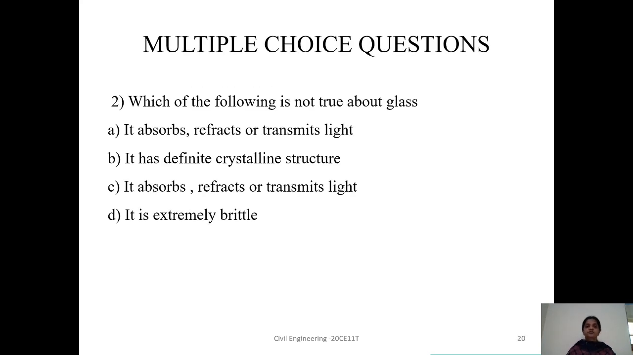Coming to second question. Which of the following is not true about glass? It absorbs, refracts, or transmits light. It has definite crystalline structure. It is extremely brittle. It has definite crystalline structure is not true about glass. Glass does not have a definite crystalline structure. Therefore, the answer is B. It has a definite crystalline structure is not true about glass.